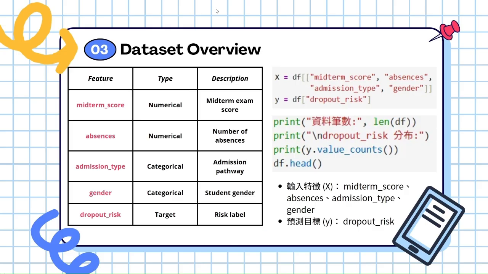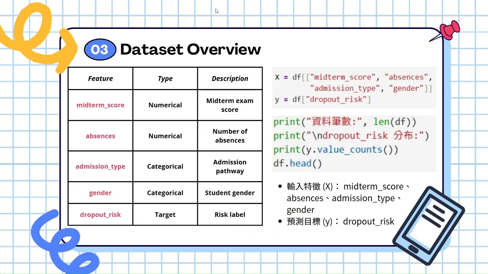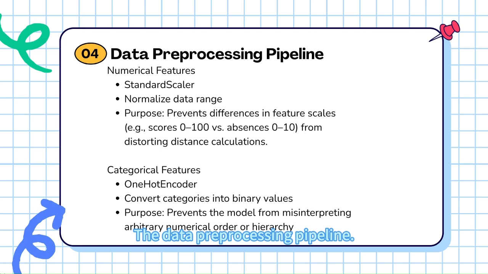In the program, the input features and target variable are selected like this. The program also checks the dataset by using this code. This helps us check the number of data records, the distribution of dropout rates, and the first few rows of the dataset. This step is important because before training a model, we need to understand what kind of data we are using.